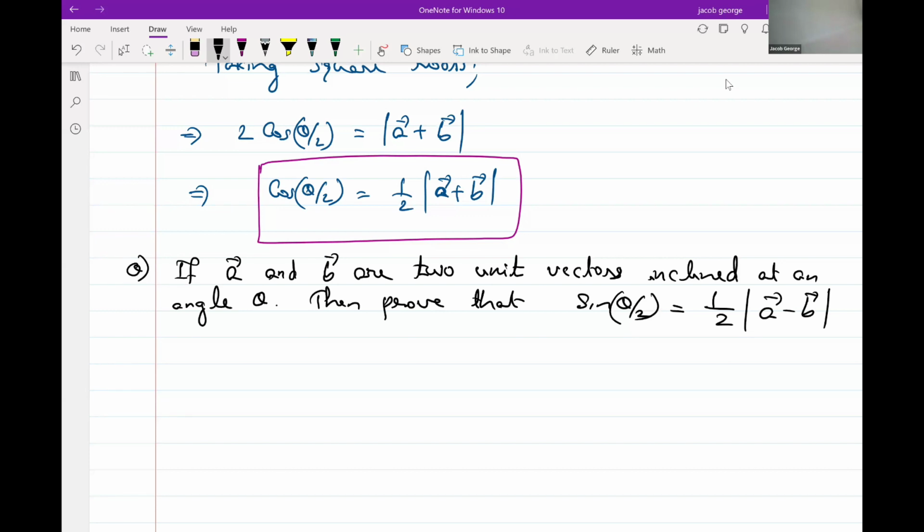Can you try this question the same way? I'll take the attendance by that time. All of you, please try this one. So here also you start with the same thing. Since vector A and vector B are unit vectors, please write the magnitude.